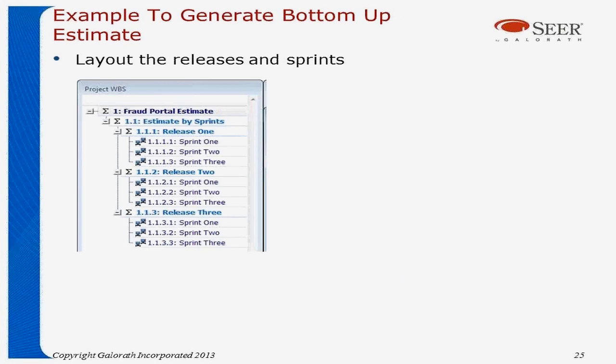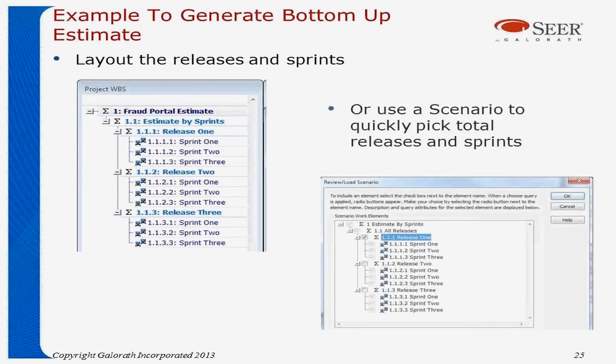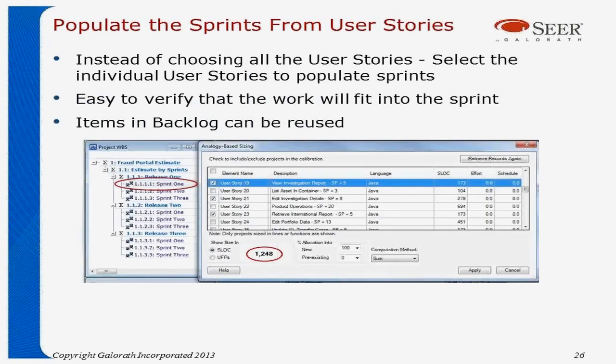Now, if you want to generate a bottoms-up estimate from user stories, everything's done the same way. However, you'll need to lay out your releases in sprints. Now, you can do this manually, or if you have a scenario, you simply run your scenario and pick the sprints that are applicable for this project. Then you populate each of those sprints from the user stories. You do it the same way as we just showed you.